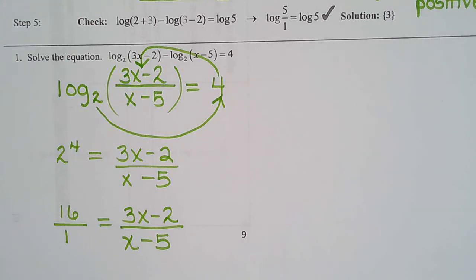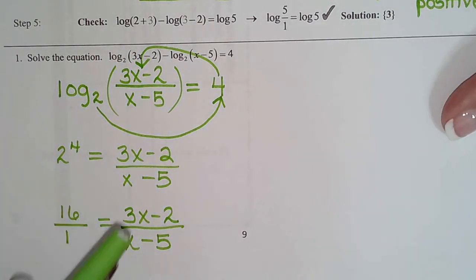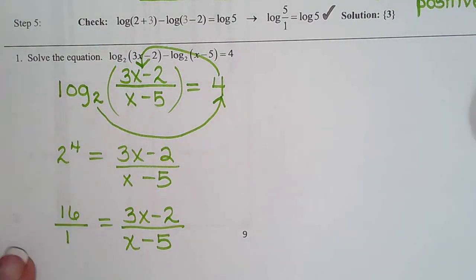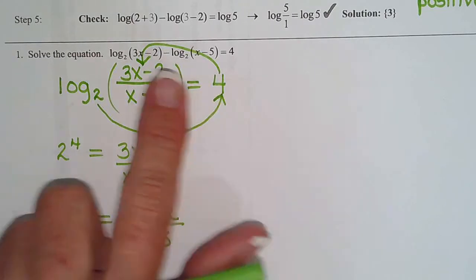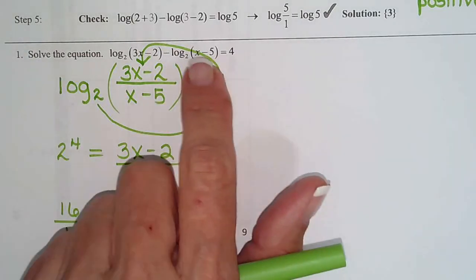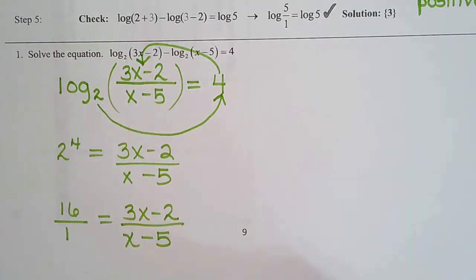Okay, we're working on page 9 at the bottom of 8.7a. Let me just recap real fast what we did here. Solving a logarithmic equation: step 1, put all your logs on the left of the equal sign. You can see they both started on the left, so step 1 is done.